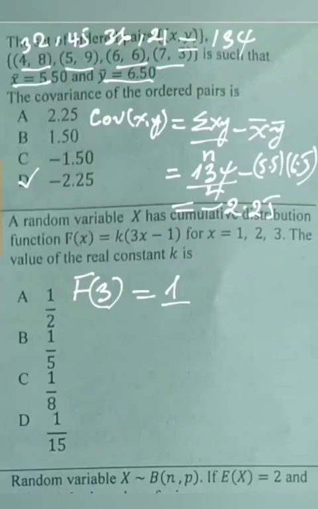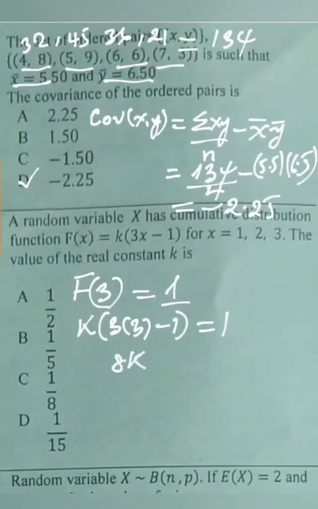That is the characteristic of any random variable. And so the sum of all the probabilities up to 3, because f of 3 actually means the sum of all the probabilities up to 3, should be equal to 1. And f of 3, we can simply substitute 3 in the cumulative function, which will give k into 3 into 3 minus 1 equals 1. That gives 8k equals 1. So that k equals 1 all over 8. And the correct option is C.